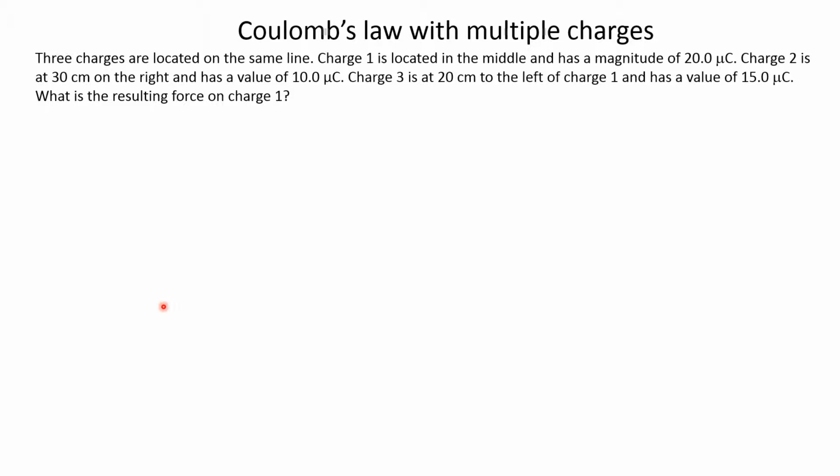In this example, three charges are located on the same line. Charge 1 is located in the middle and has a magnitude of 20 microcoulombs. Charge 2 is at 30 centimeters on the right and has a value of 10.0 microcoulombs. Charge 3 is at 20 centimeters to the left of charge 1 and has a value of 15.0 microcoulombs. What is the resulting force on charge 1?